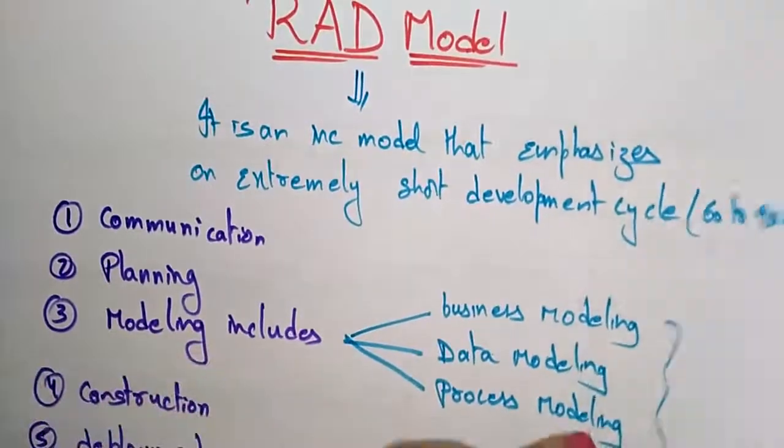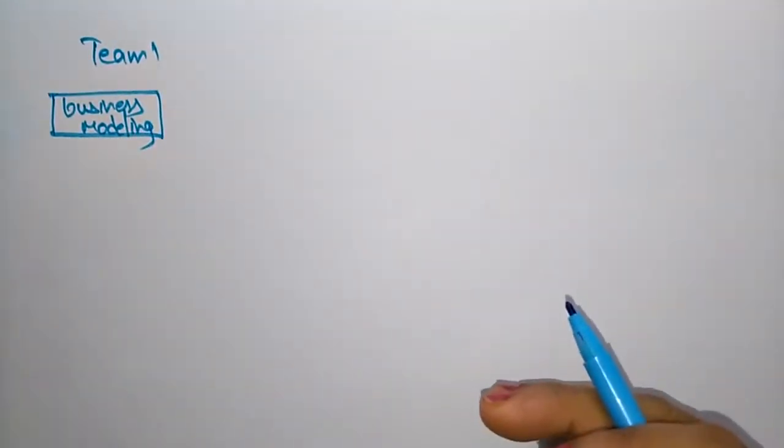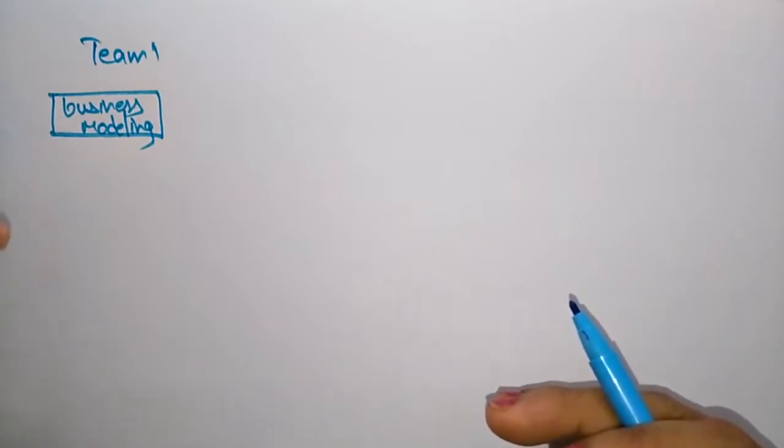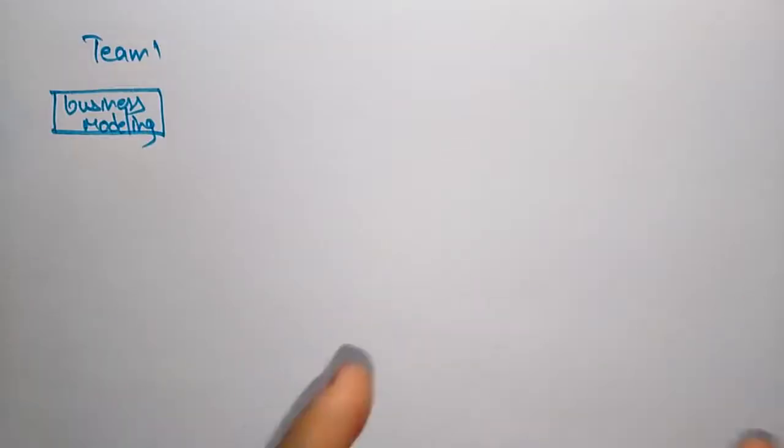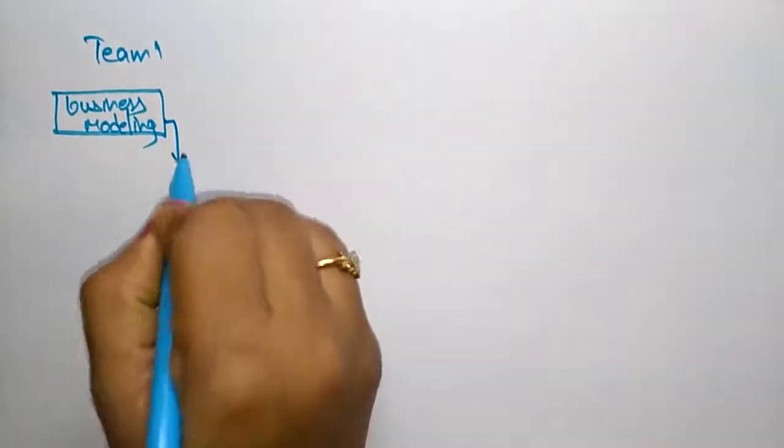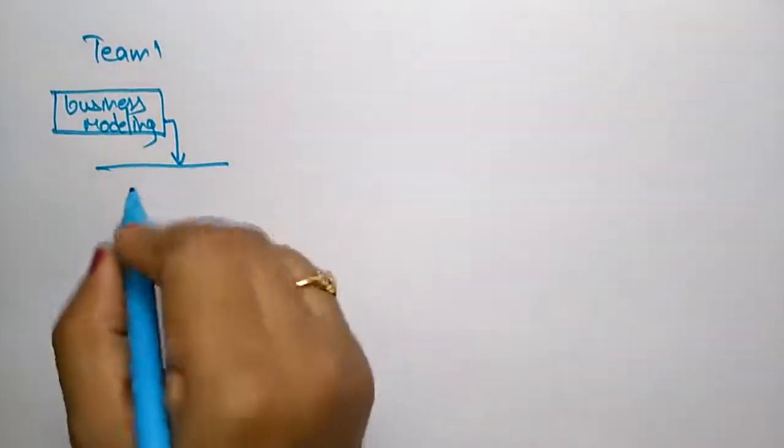Okay. So let me draw the diagram of RAD model so that you can understand what exactly the RAD will differ from the incremental model. So this is the team 1. The team 1 first goes for the business modeling. After taking the specifications from the customer, means the communication and planning, they try to model the project. The modeling can be, each team will model each module. So first they try to build the business modeling of the planning.